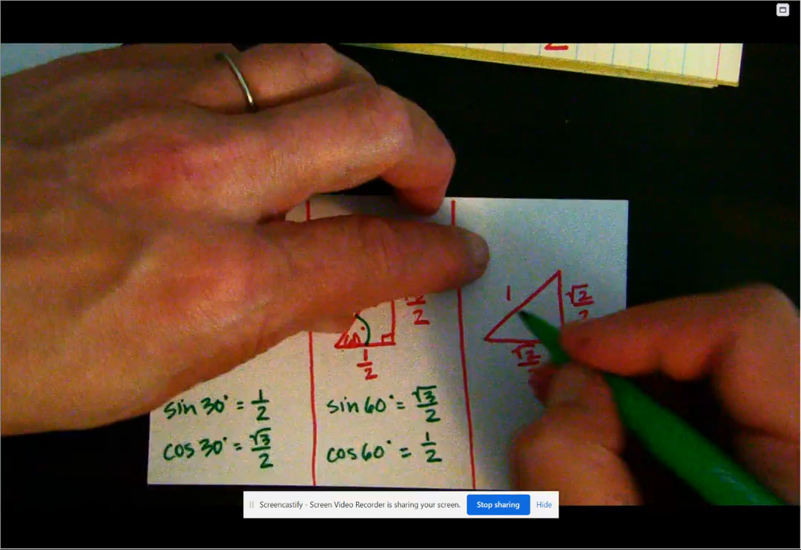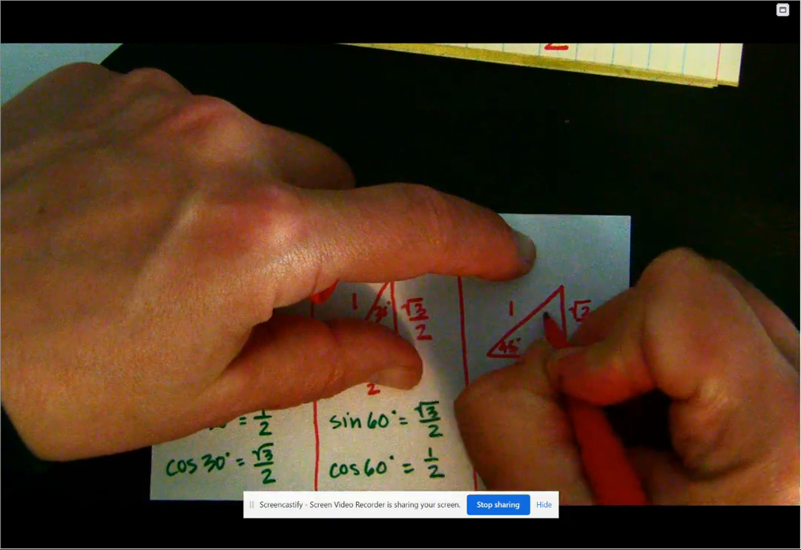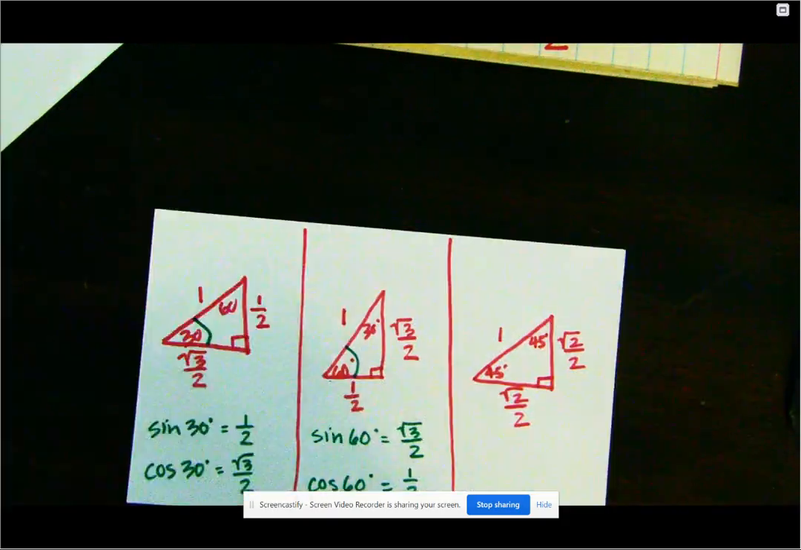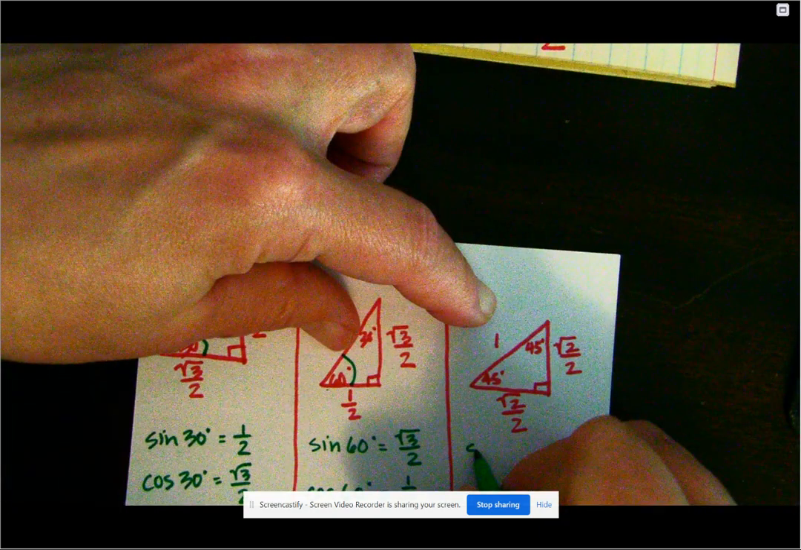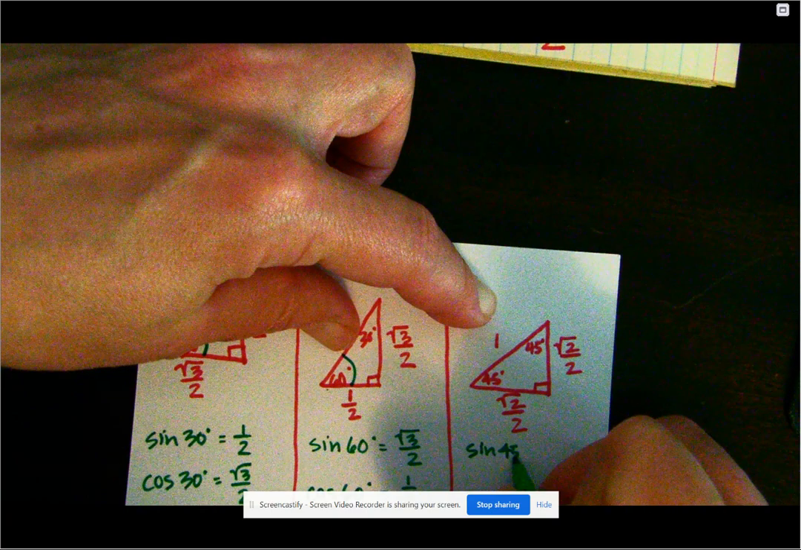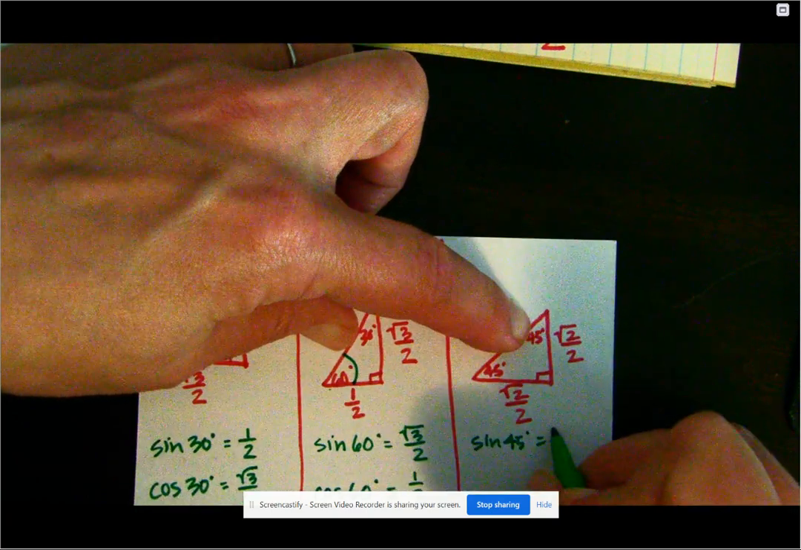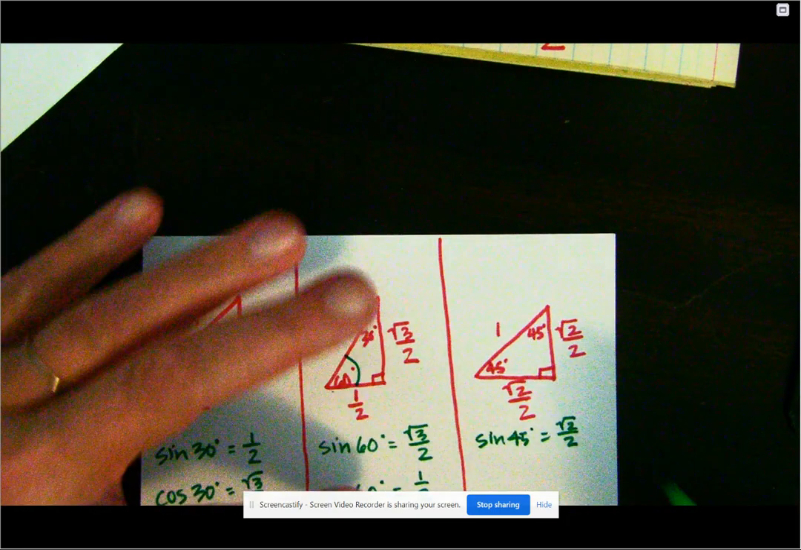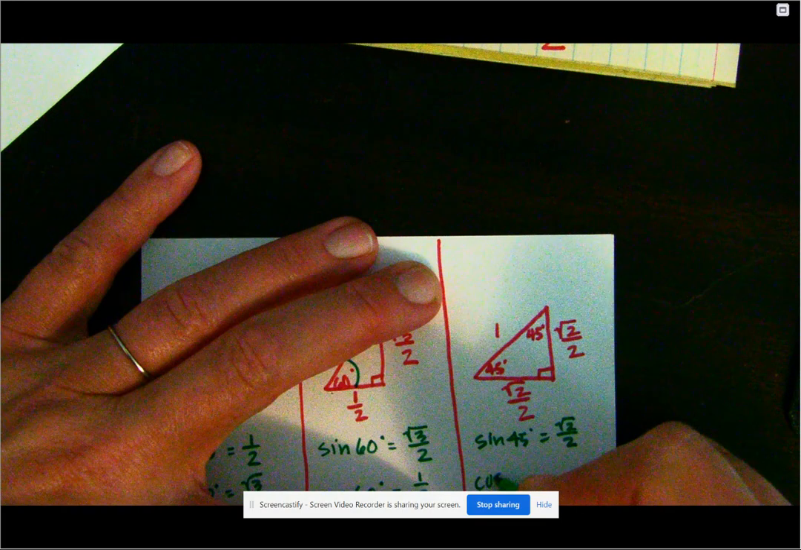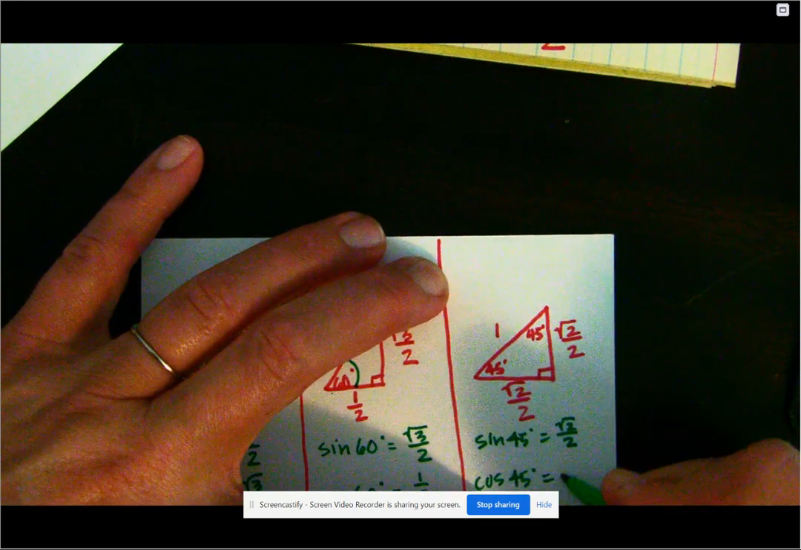And then finally, I didn't write my angles in there. The sine of 45 degrees is opposite over hypotenuse. So root 2 over 2, really over 1, but we don't need that. And the cosine of 45 degrees is adjacent over hypotenuse, which is the same.